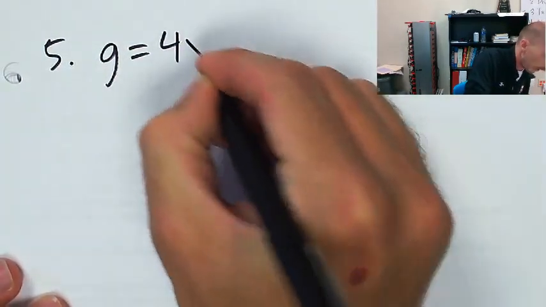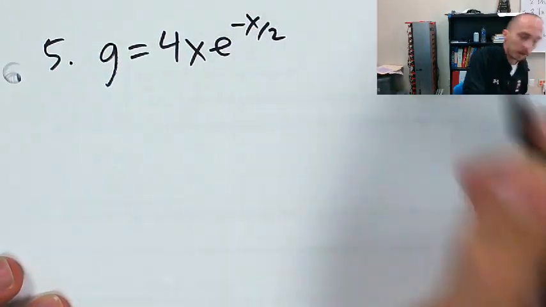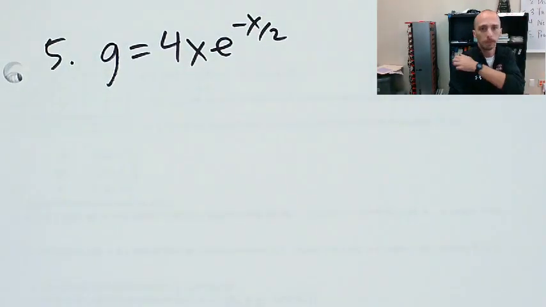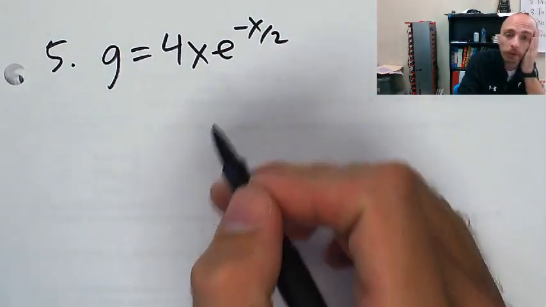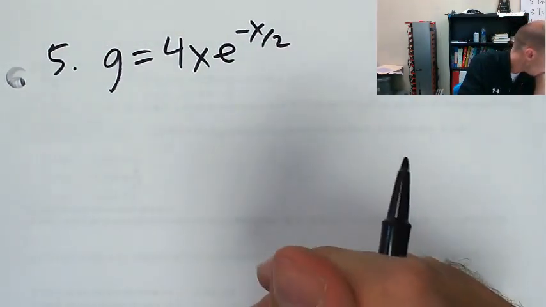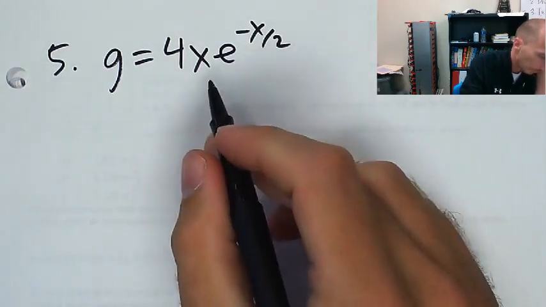g equals 4x e to the negative x divided by 2. Oh, y'all were telling me y'all need work on chain rule problems like this, with the exponentials. I know that y'all are this year feeling like you need more support there. So here we are, we're doing it.